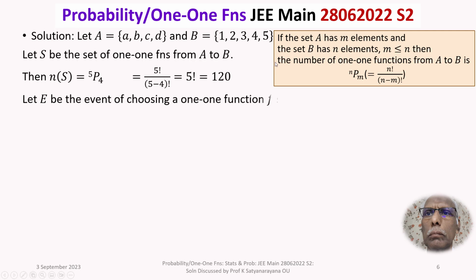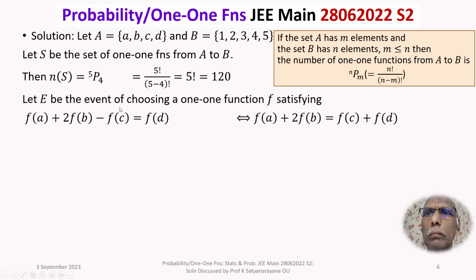And what is our event? The event is randomly choosing a one-to-one function satisfying a given condition. So let E be the event of choosing a one-to-one function f satisfying f(a) + 2f(b) - f(c) = f(d), which is the same as f(a) + 2f(b) = f(c) + f(d).